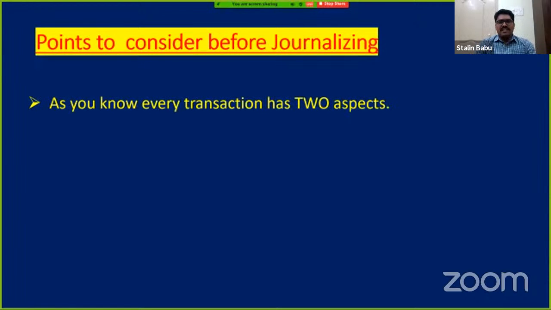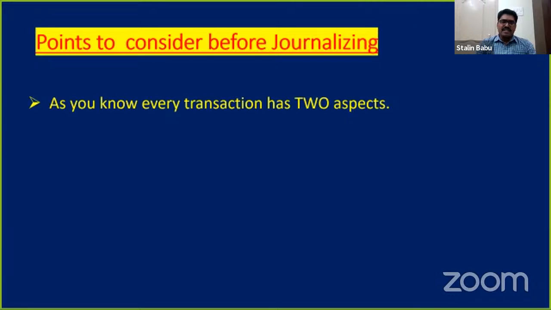As you know, every transaction has two aspects. Where did you learn this? Yes, you learned it in the topic double entry bookkeeping system. There we learn every business transaction has two aspects. For example, if you went to a shop and purchased a notebook worth rupees 20 from the shopkeeper, you receive a notebook worth 20 rupees and you give 20 rupees to the shopkeeper. That means you are receiving a benefit and you are giving a benefit.